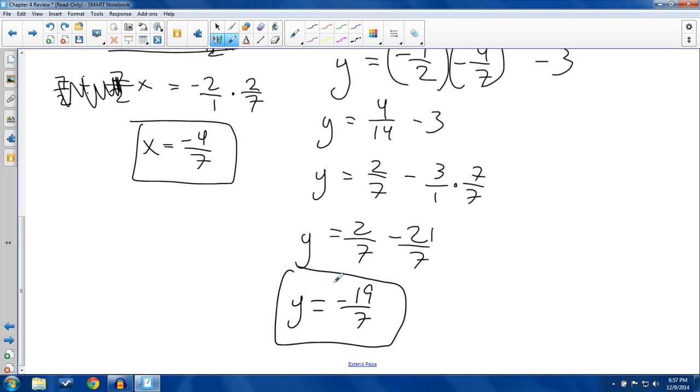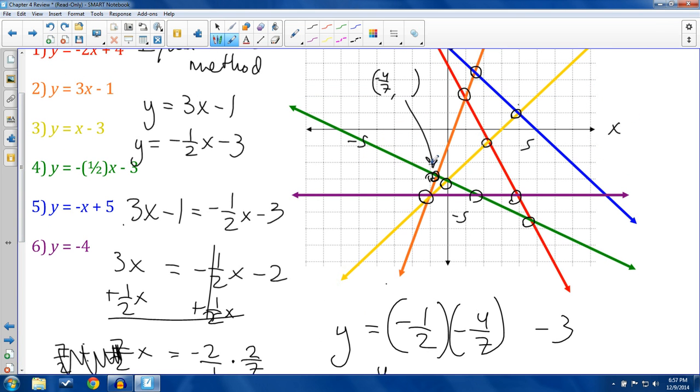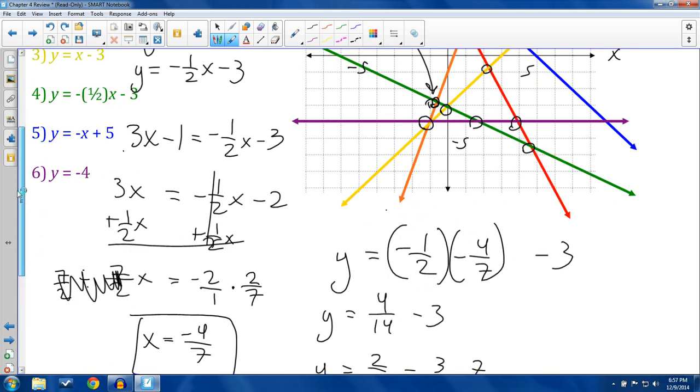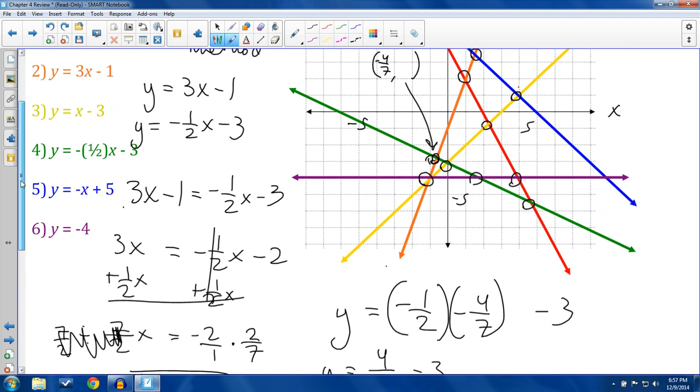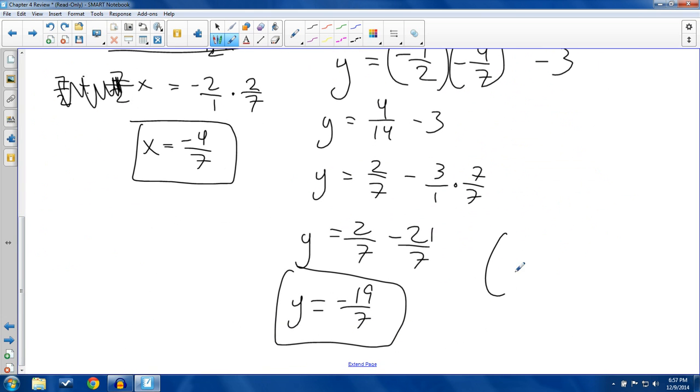Notice, you would never get that. Even I wouldn't. You would never get that number by just looking at the point of intersection. I would have no idea what that is. I'd say, oh, it's close to negative 3 and stuff. But no, you would not know that your solution by looking at a graph is that.